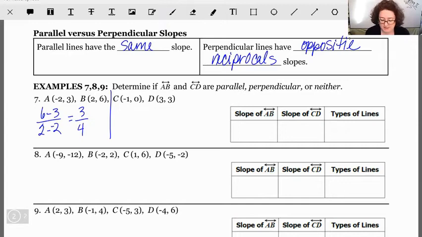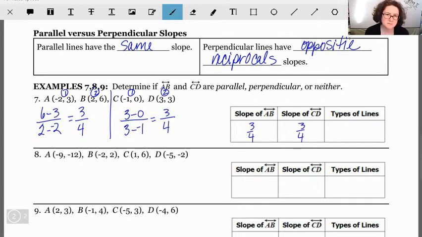Our slope on CD, let's see, again, this is my first point, this is my second point. If you want a quicker way to label, that's one way to do it. So again, y's, I have 3 - 0. X's, I have 3 minus -1. That takes me to a 3 over 4. Well, wait a second. Slope of AB is 3/4, and so is the slope of CD. So if they're the same, then the lines must be parallel.